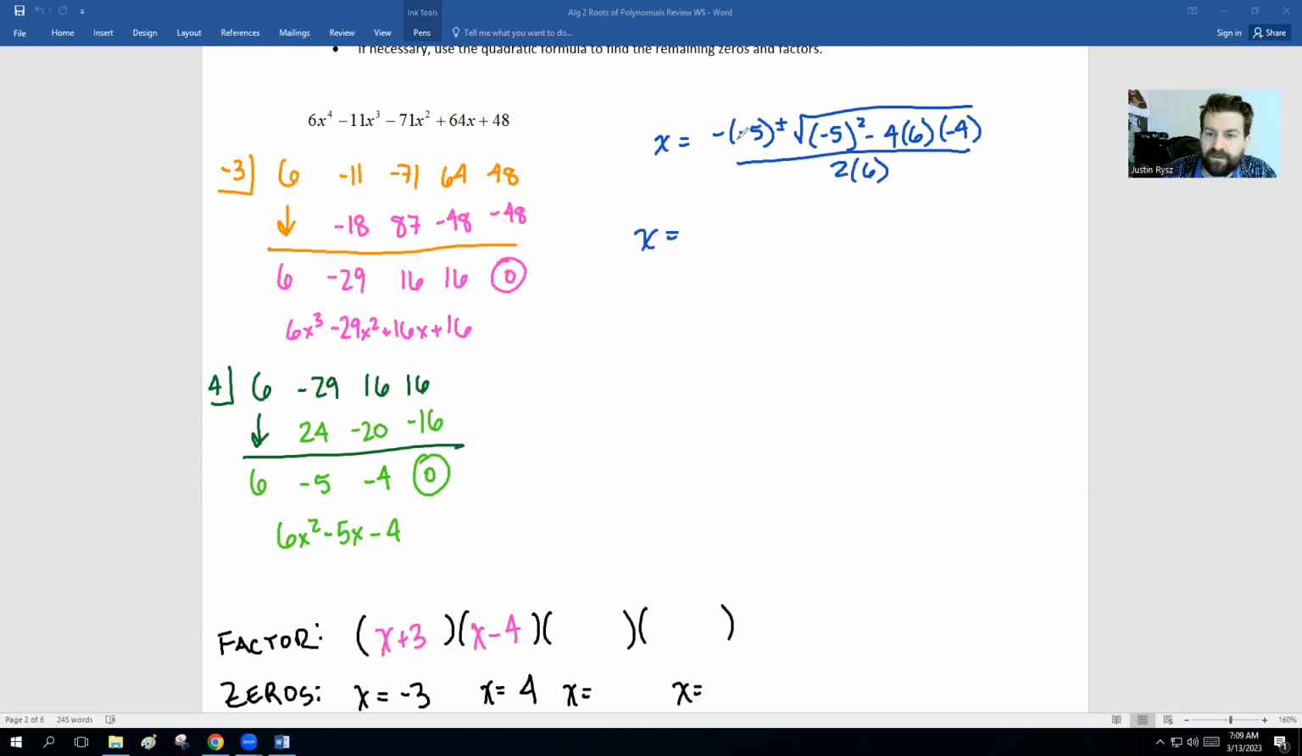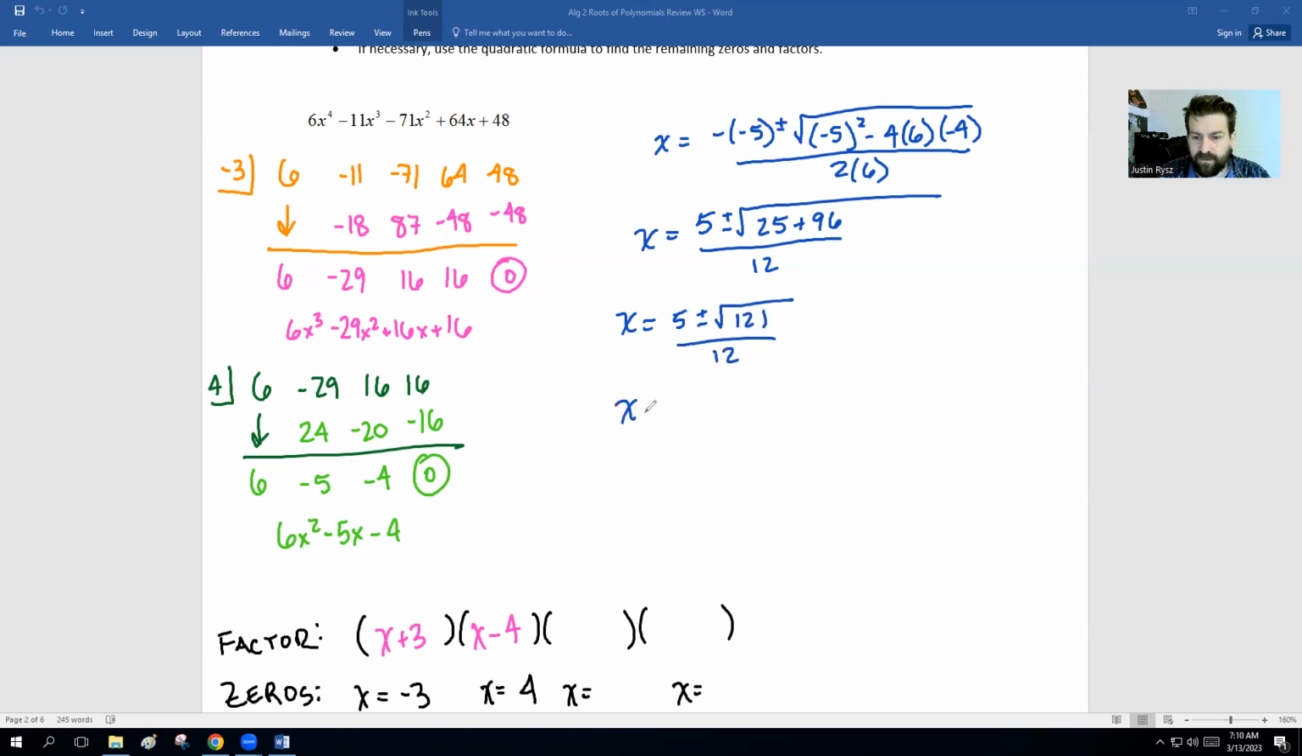Okay. All right, negative negative 5 becomes positive 5. Negative 5 squared is a positive 25. And then we got this negative 4 times 6 times negative 4. All right, so if we multiply that all together, that is a positive 96. And then 2 times 6 is 12. All right, we can add the 25 and the 96 together. And we would get 121, which is nice because the square root of 121 is 11. So our other two answers are going to be whatever 5 plus 11 divided by 12 is, and whatever 5 minus 11 divided by 12 is.